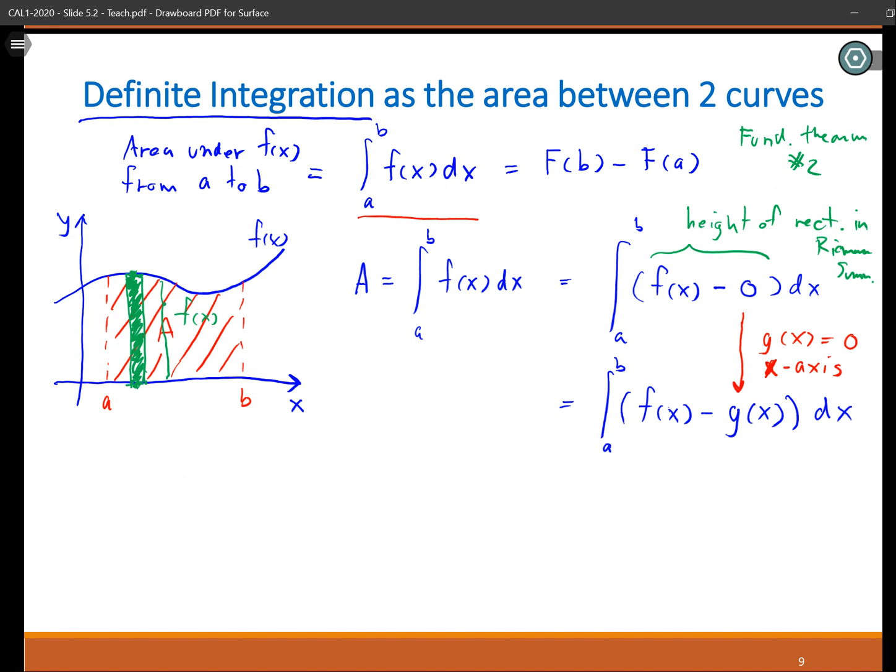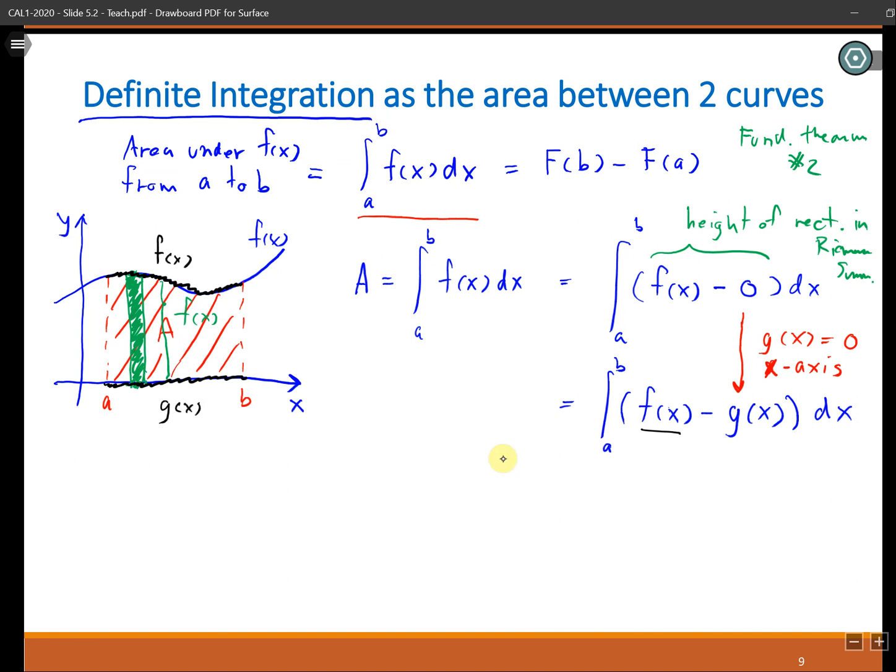So what we see right here is one function at the top, or you can say upper function, f(x). f(x) is right here. And then we have this g(x) right here. Notice this. This is one function at the top, f(x), and one function at the bottom, or you can say lower function, g(x).